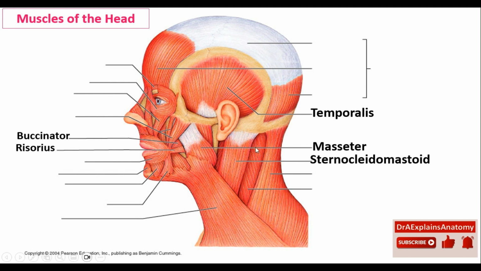This right here, we can see part of the sternocleidomastoid muscle. This is the splenius capitis muscle. And this, we can see part of the trapezius muscle. Anteriorly, we have the platysma, which covers the entire anterior aspect of the neck.